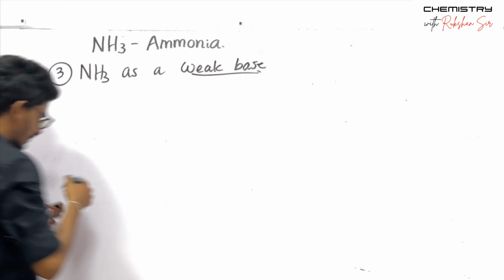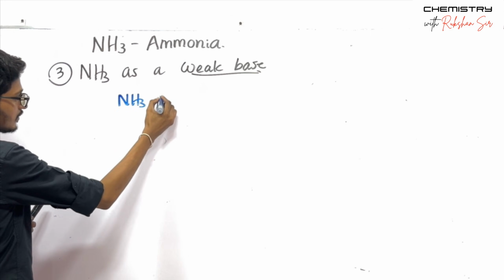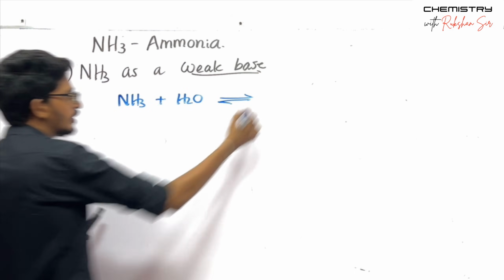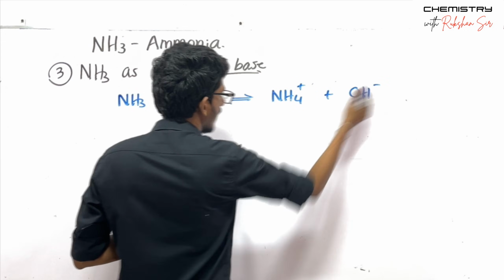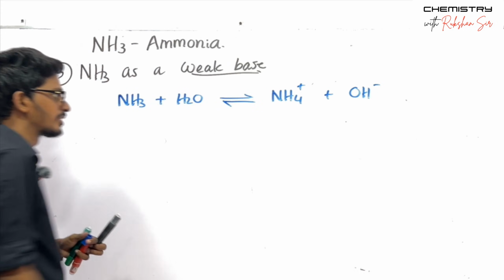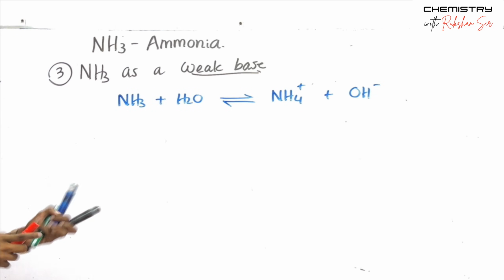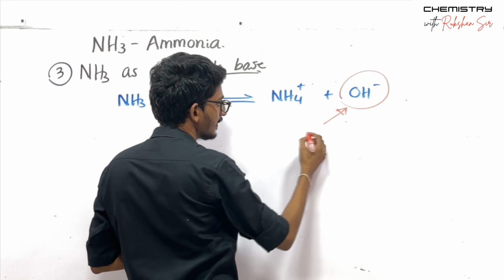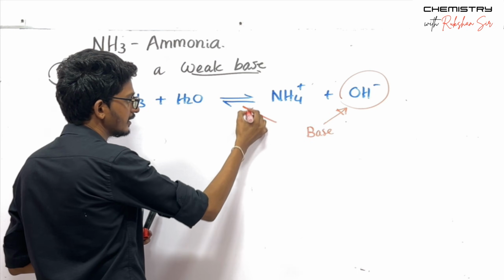Why is it saying so? So with water, NH3 hydrolyzes, reacts with water to give you NH4 plus and OH minus. And this thing is kind of a double arrow reaction. It does not completely convert to NH4 plus and OH minus, but partially. So that is why we say it's a weak base. As it is giving some OH minus ions to the medium, it's a base. But it dissociates weakly, not completely. It's a weak base.